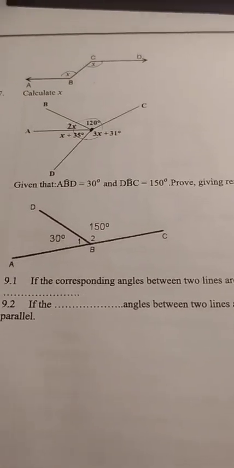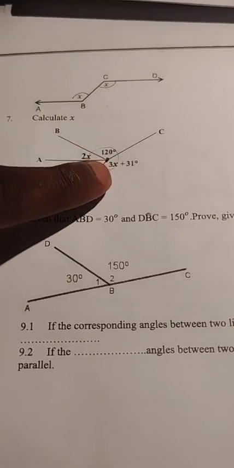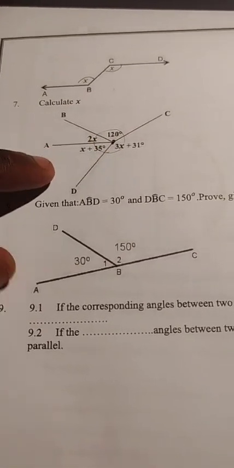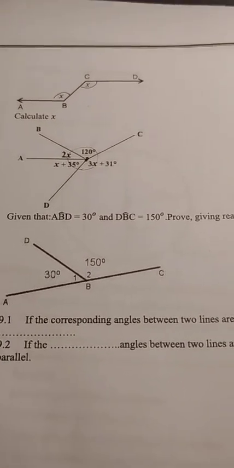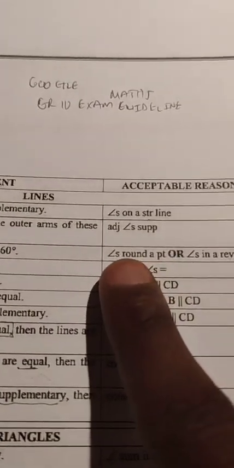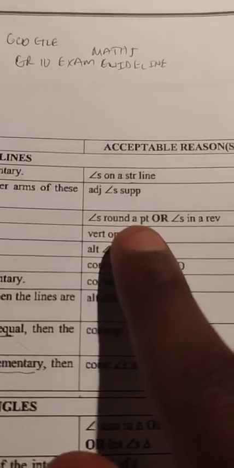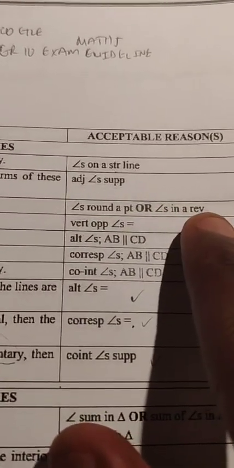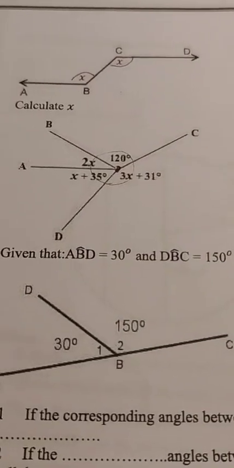Okuhle said it well there: 2x plus 120 plus x plus 35 degrees plus 3x plus 31 is equal to 360. The reason is angles around a point, very good. The adjacent angles in a revolution add up to 360. We can write angles around a point, angles around a PT, or you can say angles in a rev. Rev means revolution. That's 100% fine. You see, the maths is being applied there.